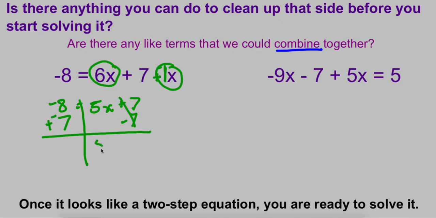7 minus 7 is 0, so I'm left with 5x. Negative 8 and negative 7 is negative 15. And then I finish out with my division to undo my multiplication. And x is equal to negative 3.